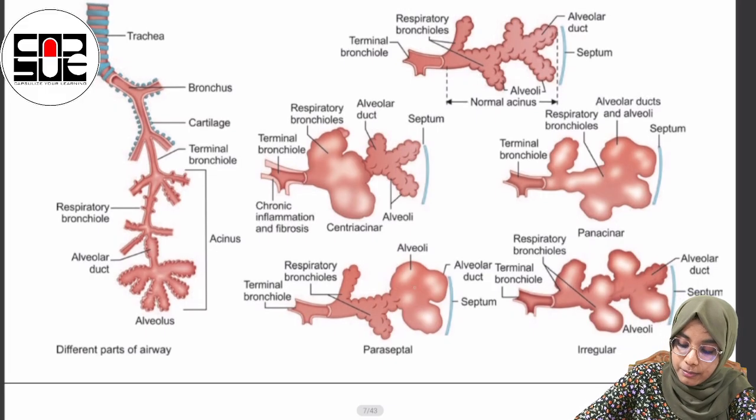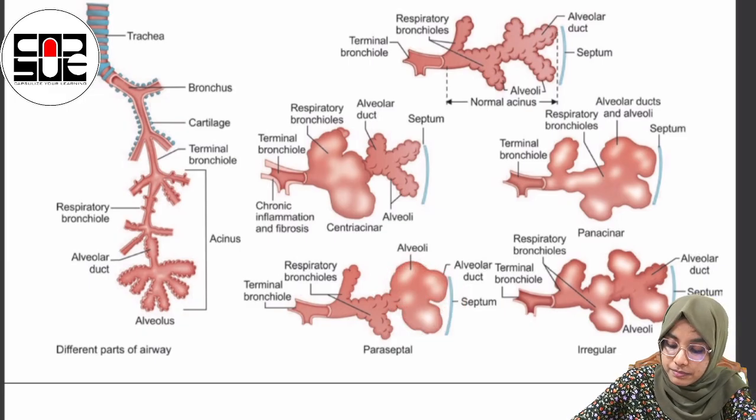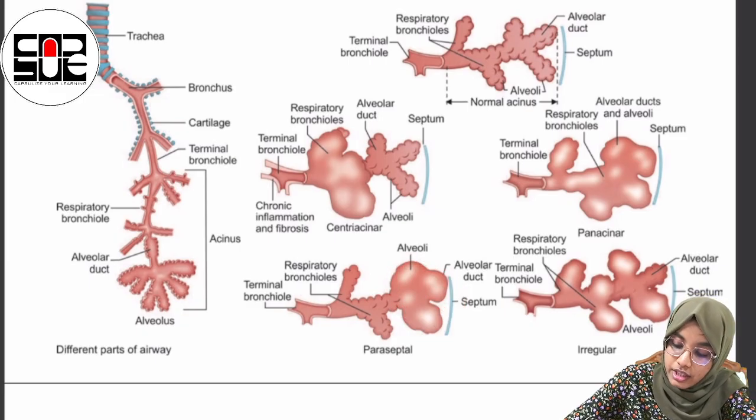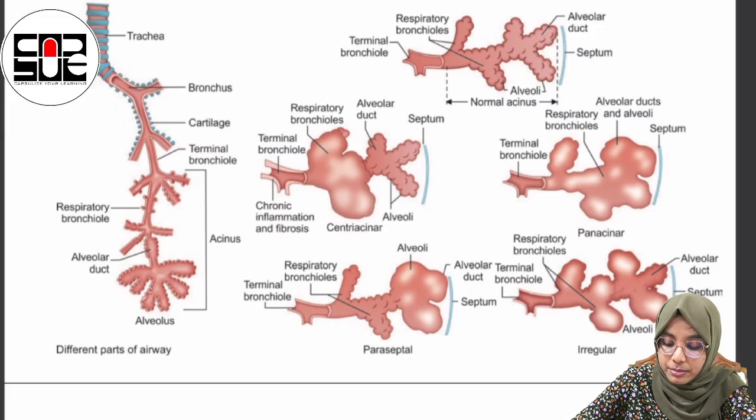Moving on to paraseptal. Which part of the acinus is affected? The part of the acinus which is next to the septum is affected, which is why it is called paraseptal emphysema. Then here we have the irregular emphysema. Here we can see the parts of the acinus which are affected are irregular. There is irregular involvement. That is why it is called irregular emphysema.